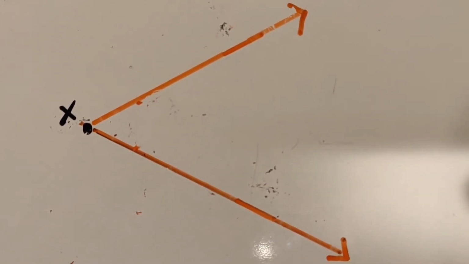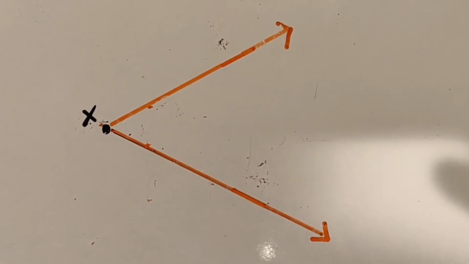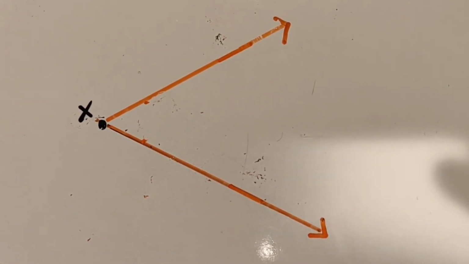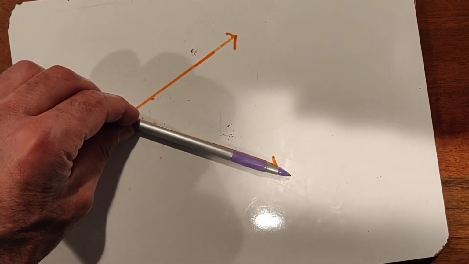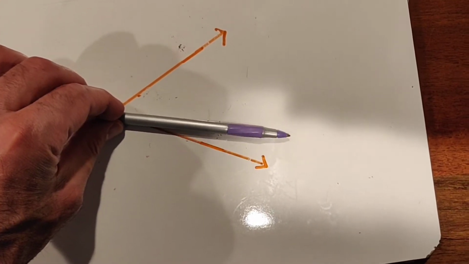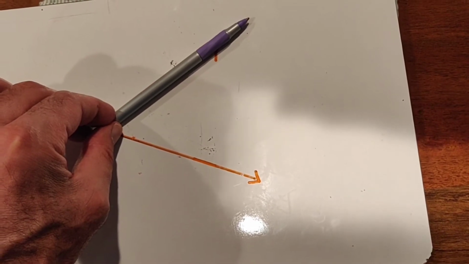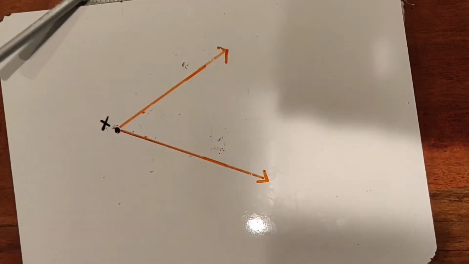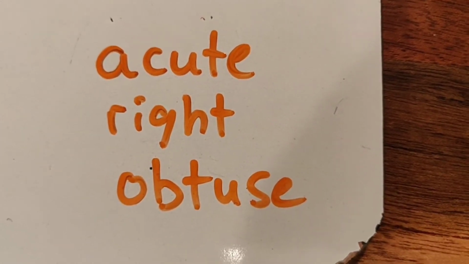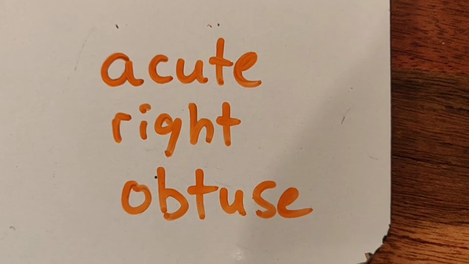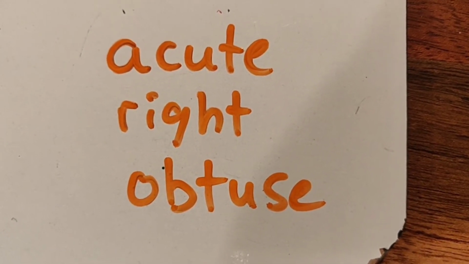And what an angle basically is, is the amount of turn from one ray to the next ray. So if you watch the pen here, the angle here is the amount of turn from this ray until we get to that ray. And that's what makes an angle. We're going to save for another lesson what makes an angle an acute angle, a right angle, or an obtuse angle.